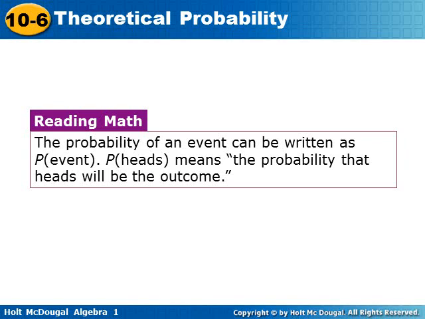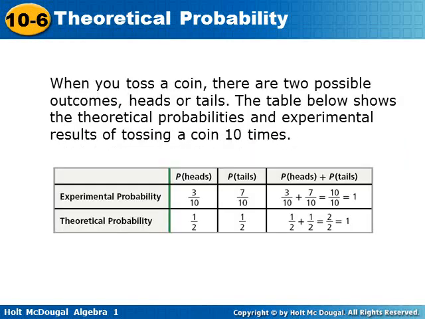The probability of an event can be written as P, and then in parentheses, what the event is. So let's say we're flipping a coin, and we want to know the probability of heads. So we'd say P of heads, P parentheses heads. That means the probability that heads will be the outcome. When you toss a coin, there are 2 possible outcomes, heads or tails.